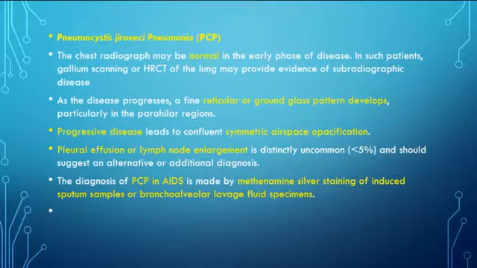Pneumocystis jirovecii pneumonia. The chest radiograph may be normal in the early phase of the disease. As the disease progresses, a fine reticular or ground glass pattern develops. It should be PJP; previously, it was known as Pneumocystis carinii.